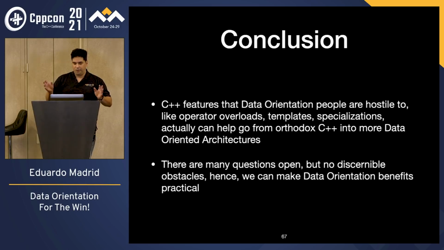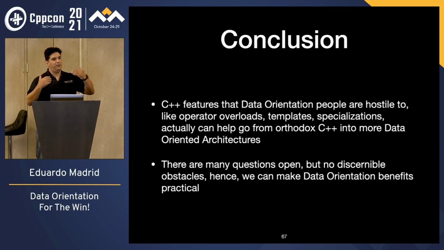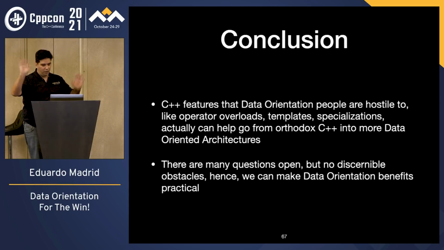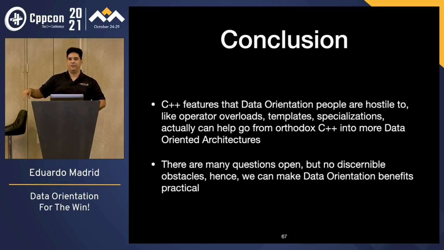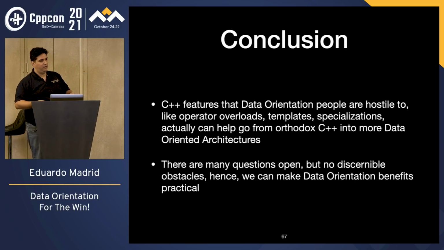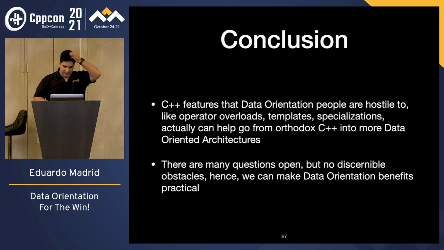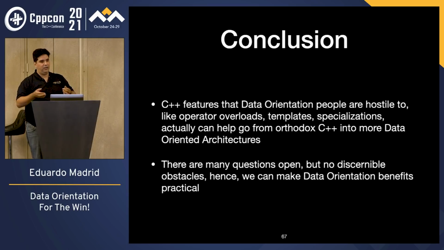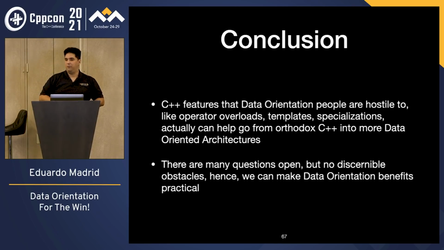And sure, I have left many questions open, but I have not seen obstacles that will make me ultimately fail. No, what I have seen is quite the opposite. All I have is an overwhelming amount of choices on how to do it that are really compelling. It's just that I have to commit to some of them and do the work to put everything together. And so in that regard, I think that data orientation can be made practical through generic programming. Thank you very much.